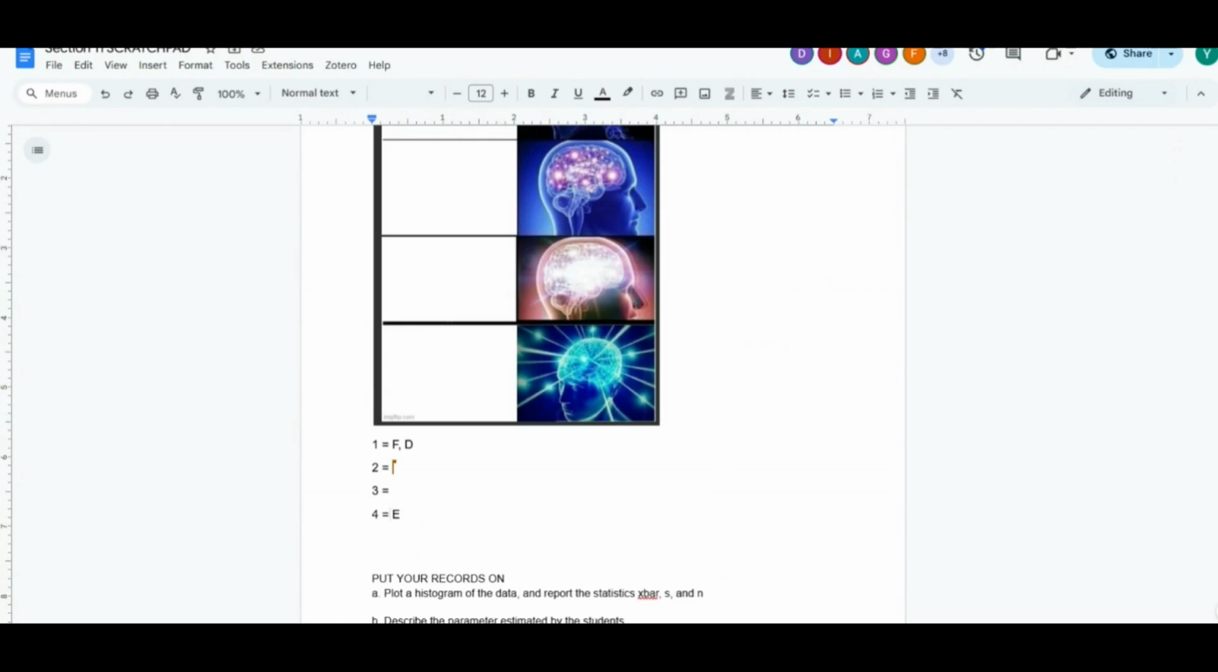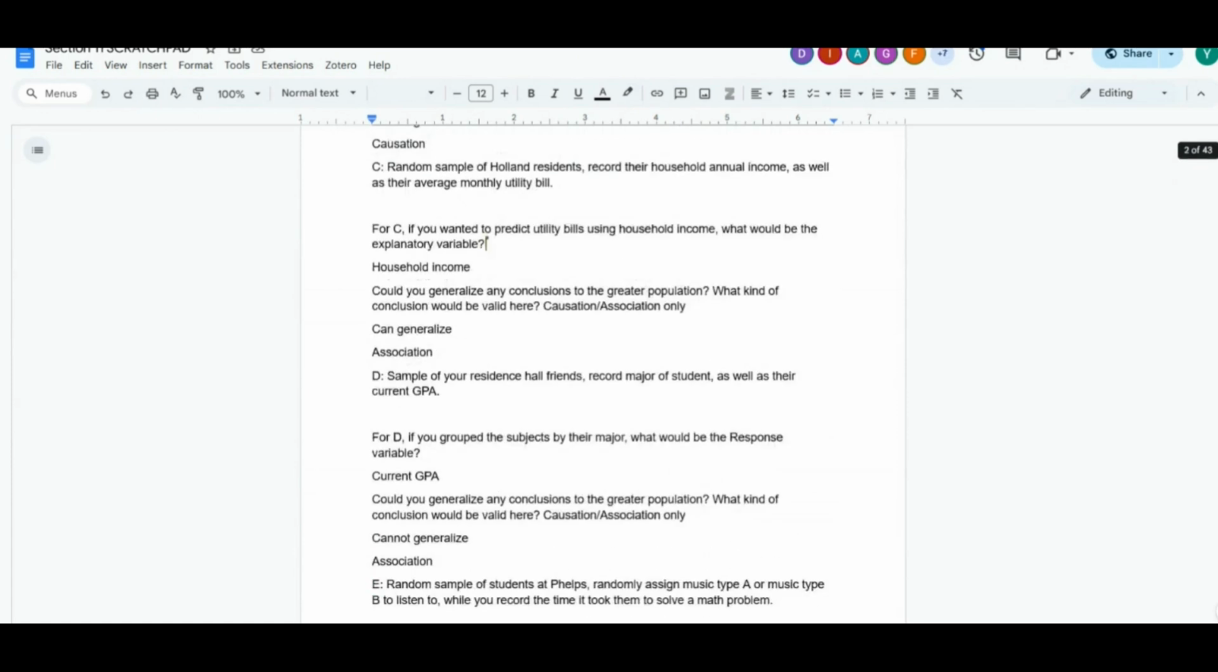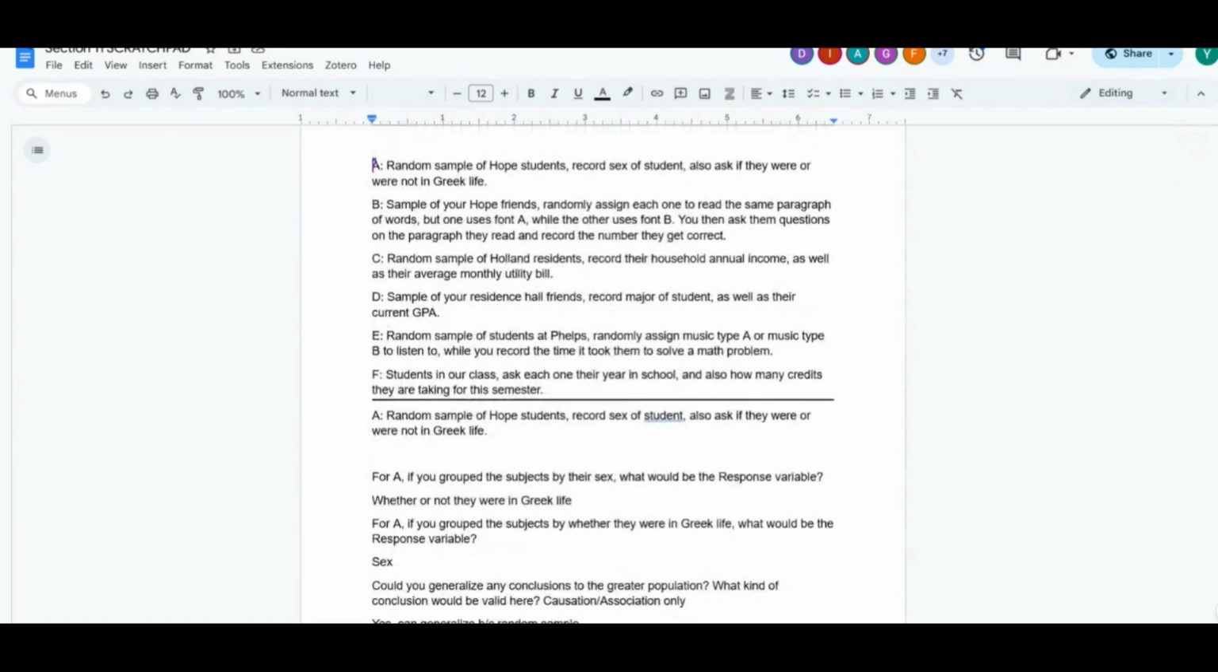What about the remaining letters? So we have done E, F, D. What about A, B, and C? Where do they belong? Where does A belong? Study A was a random sample of Hope students, record the sex of the student and ask if they are in Greek life or not.